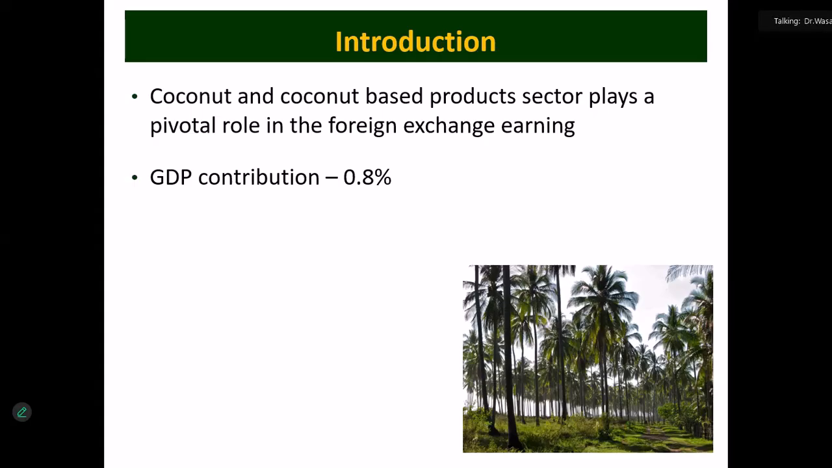Then different products as I mentioned earlier. So coconut and coconut-based products sector plays a pivotal role in foreign exchange earning. In Sri Lanka, tea, rubber, and coconut are our main plantation income sources.